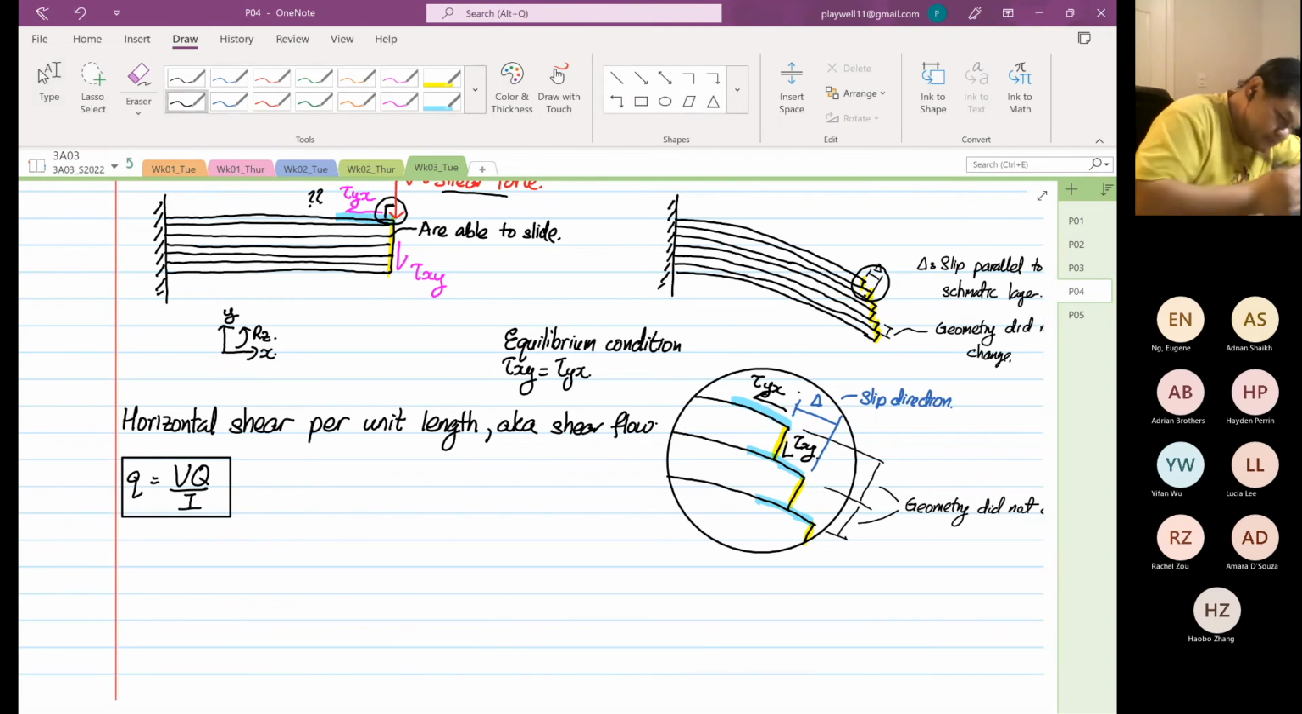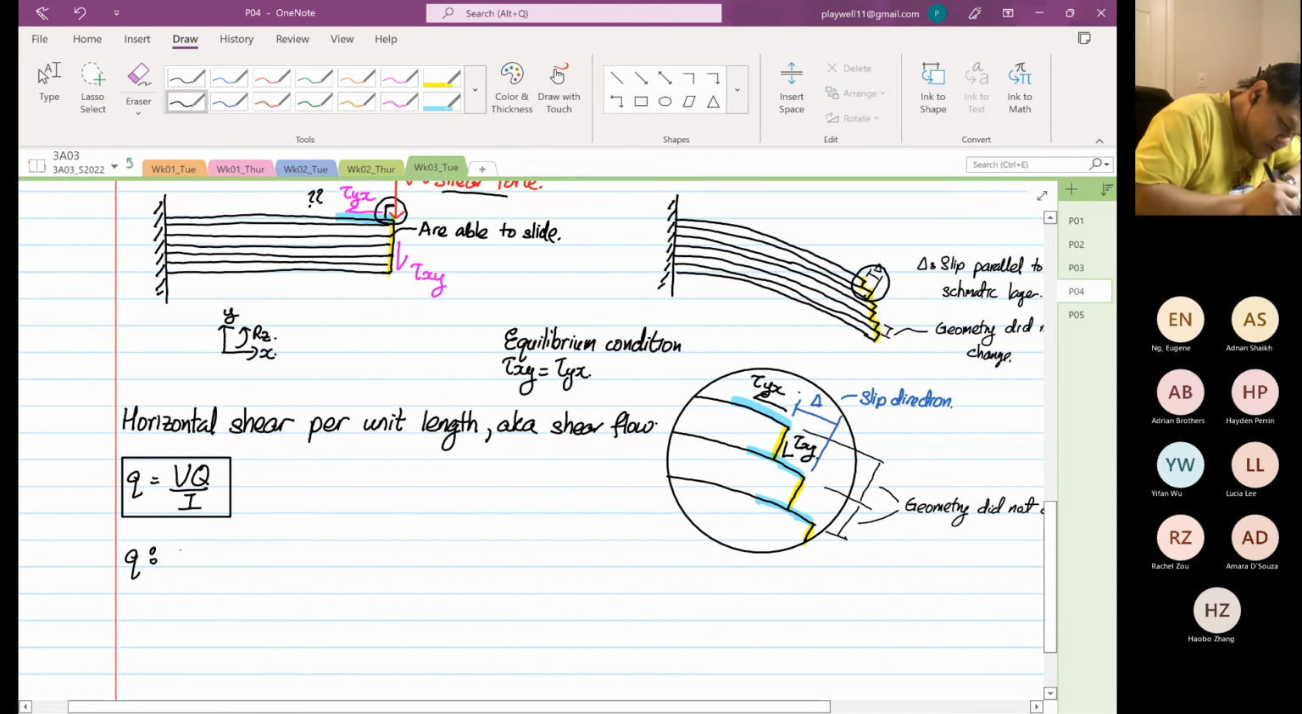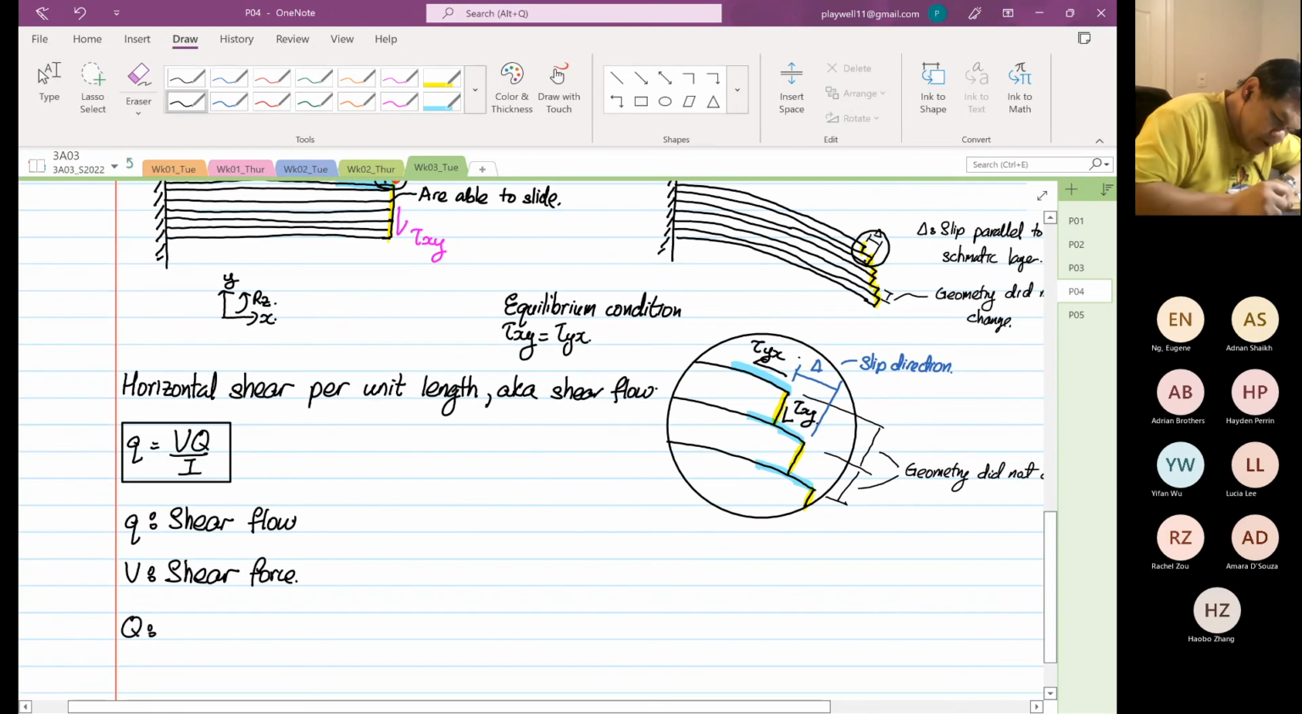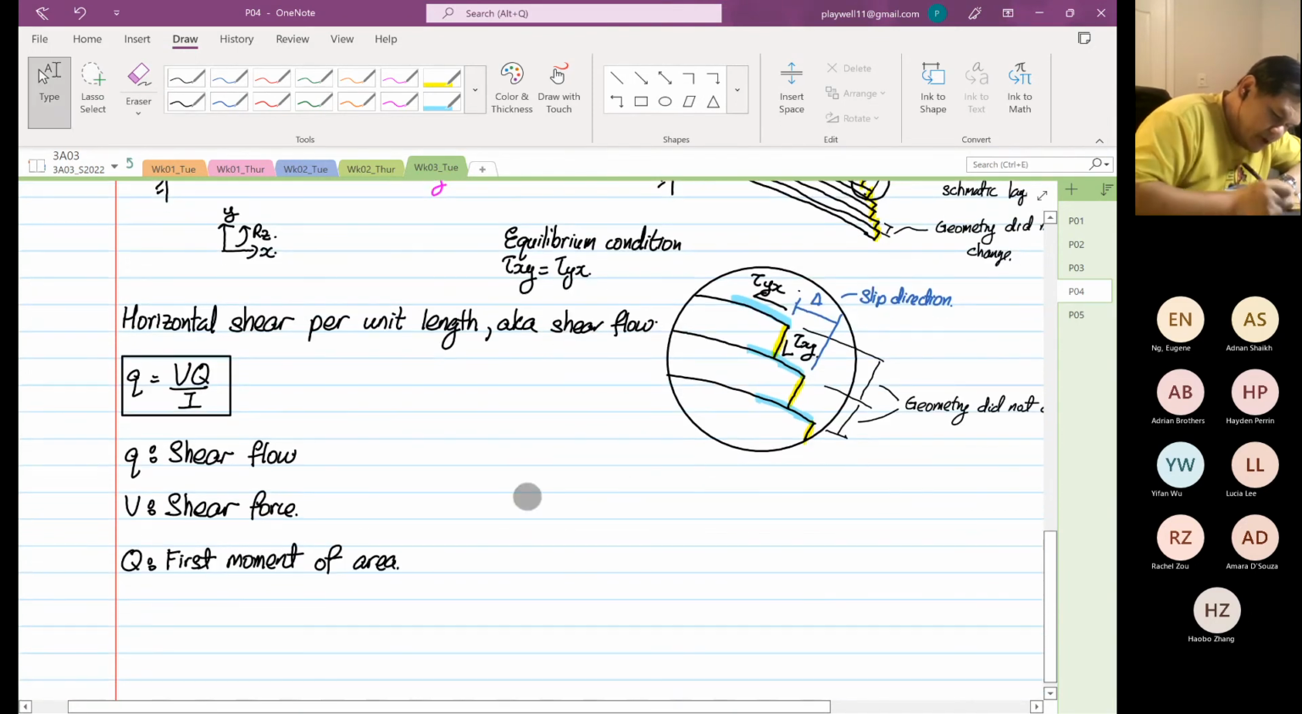Where q is the shear flow, V is the shear force, Q is the first moment of area, and I is the second moment of area.